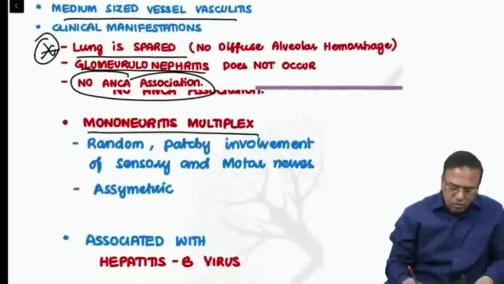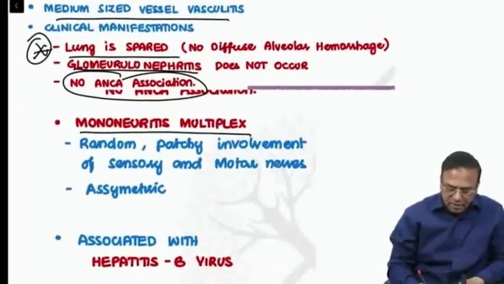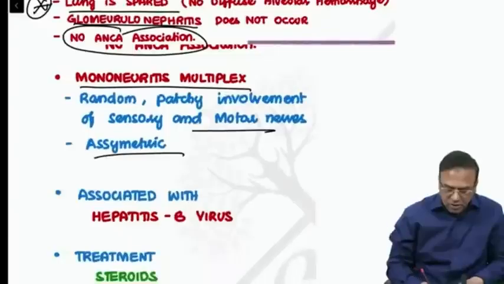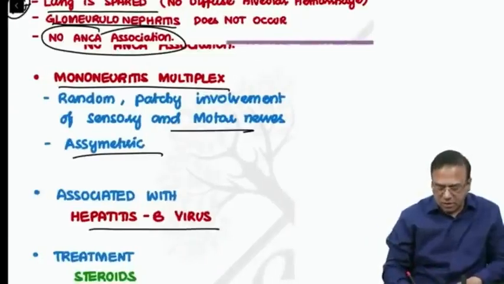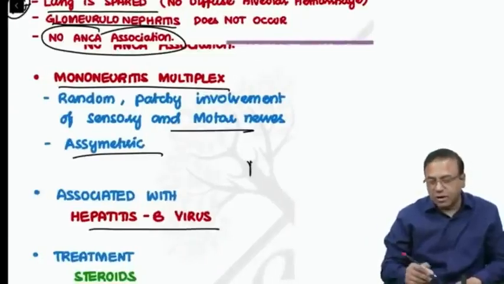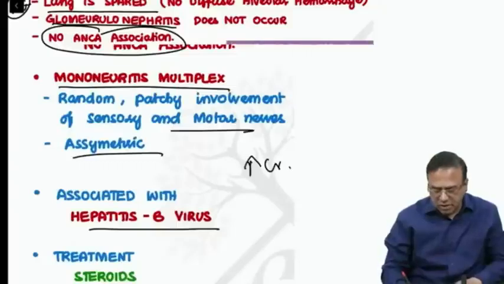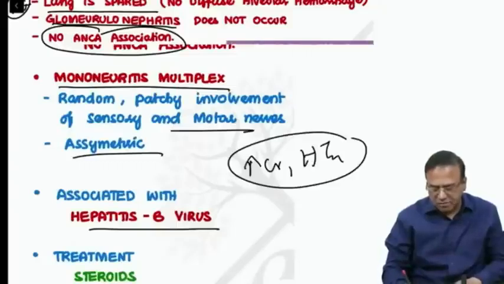These patients will come with mononeuritis multiplex. Random patchy involvement of the nerves will occur. It is associated with hepatitis B. What are the main things over here? These patients will come with renal artery involvement. So renal artery branches are affected. So you will see increased creatinine and hypertension. Almost all patients will have it.